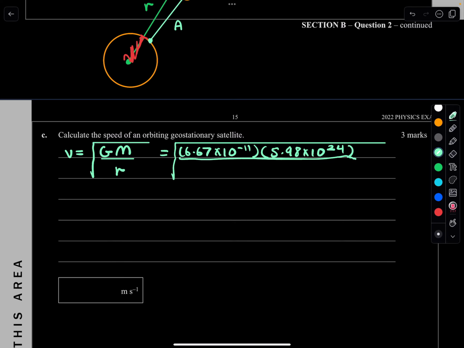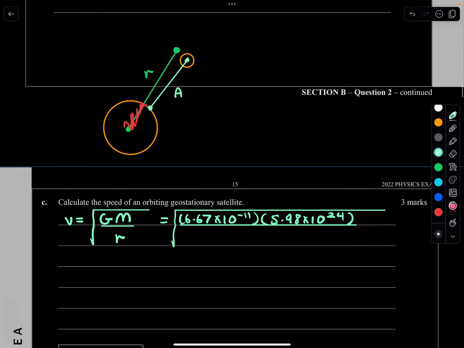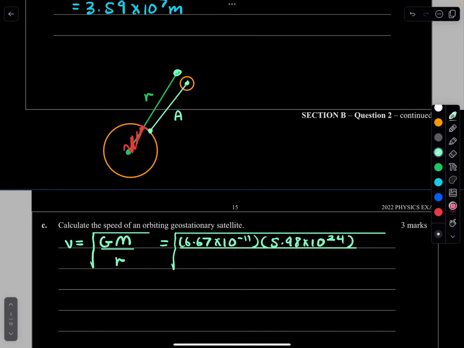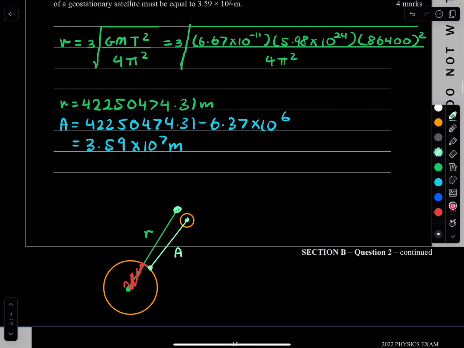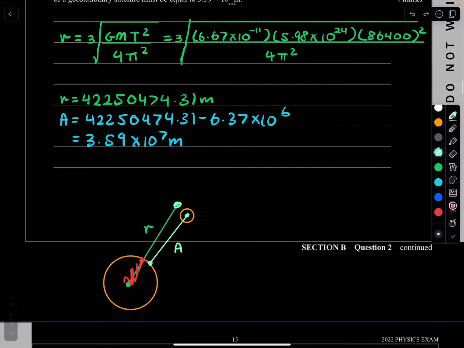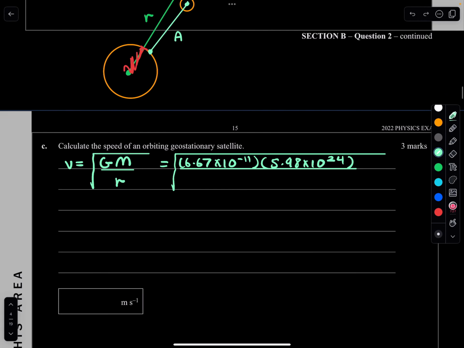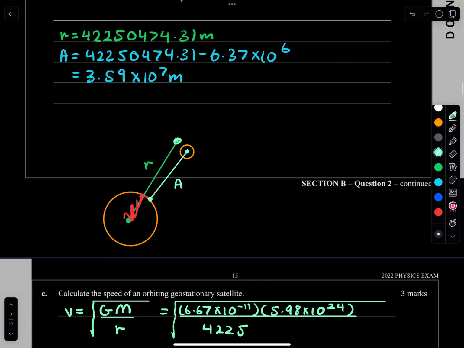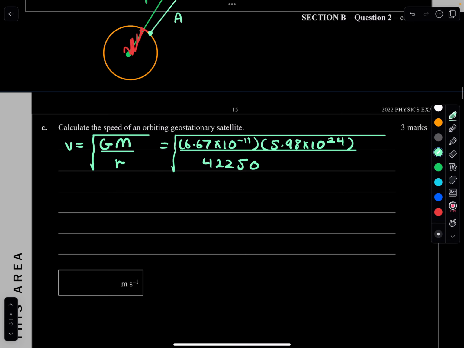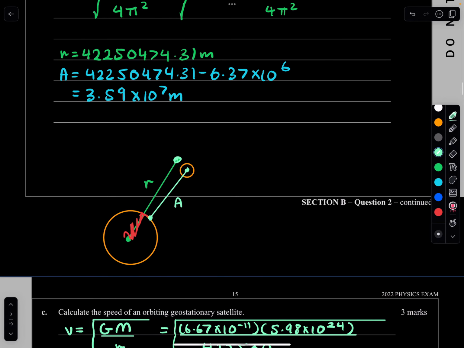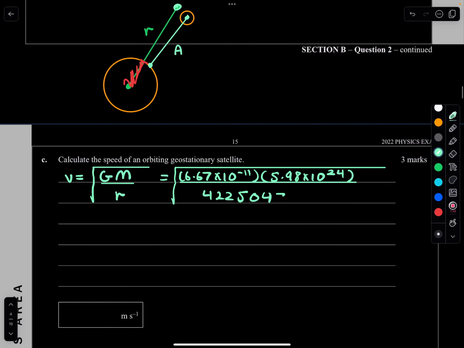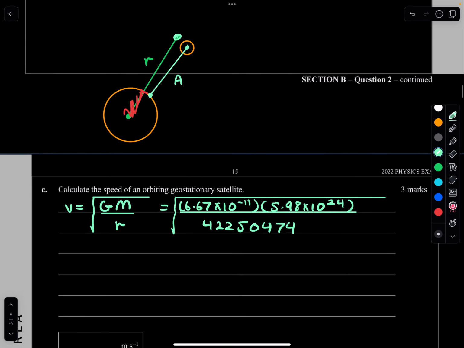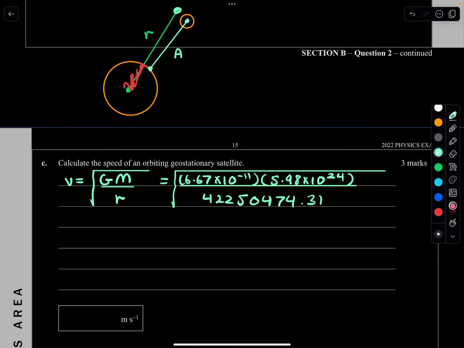Divided by the radius. So the radius from the centers, between the centers, which we calculated, didn't we? Yep, this here. Wow, it's 4225, 04704, 74. Is that right? So 4225,0474,31. Put that in my calculator and I should get the answer.